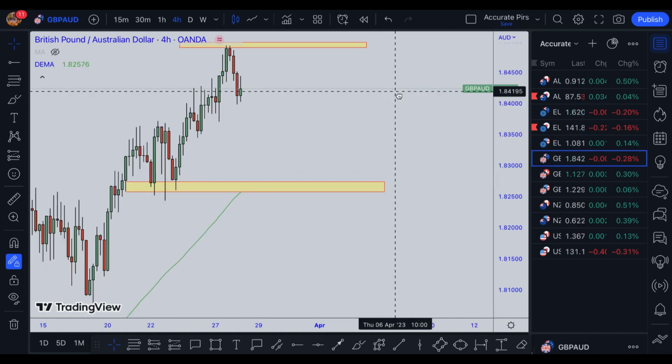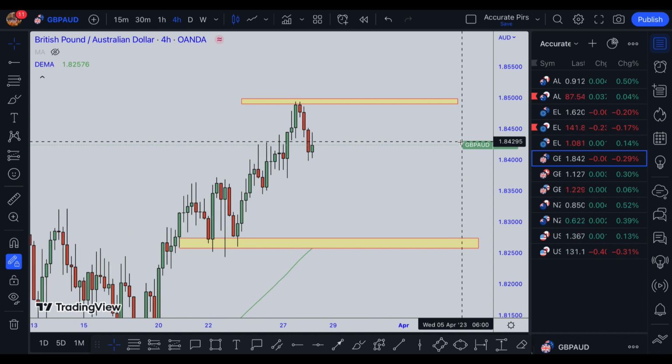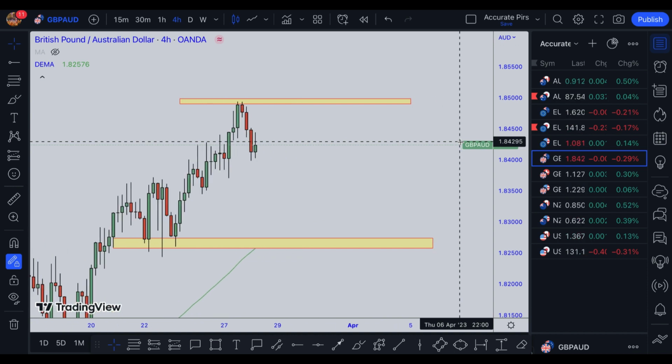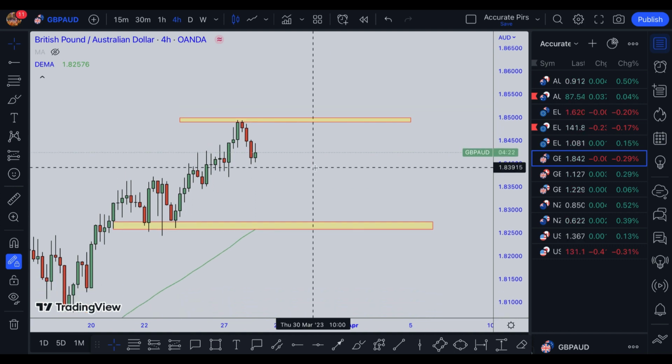Moving on to GBP AUD. Yeah, again, not having any real structure confirmation on GBP AUD. So we're just going to keep our eyes on this and just look out for it. Don't think I'll have any trade setup on it for this week.